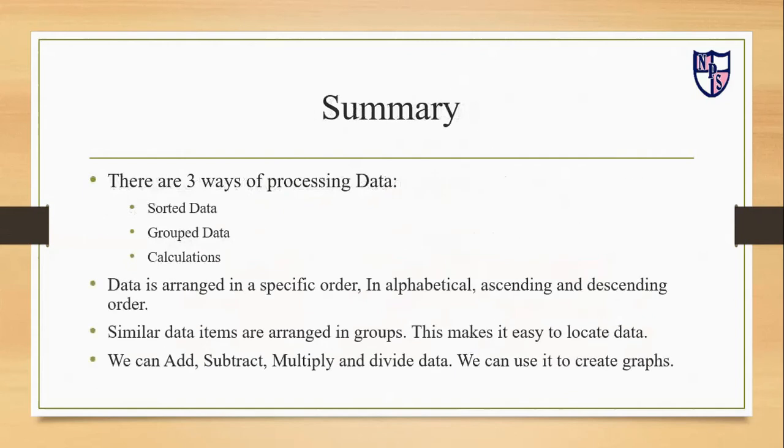Now let's quickly summarize today's lecture. There are three ways of processing data. Number 1, sorted. Number 2, group. And number 3, calculations. Now, the data is arranged in a specific order, which can be alphabetical, ascending, or descending order, which makes it easier to find your desired data.